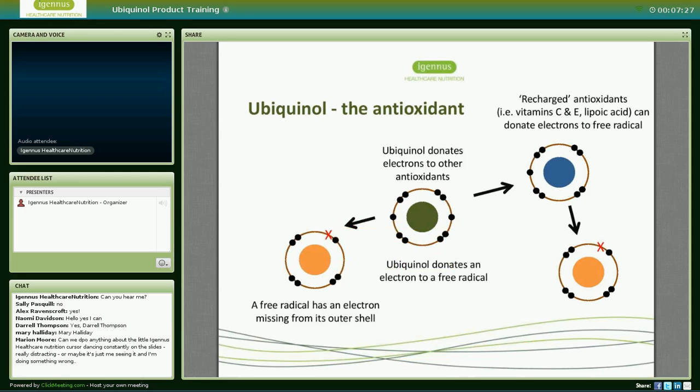Oh, no, that's me. Sorry, I beg your pardon. That's me pointing at things. I beg your pardon. Okay, I'll stop.